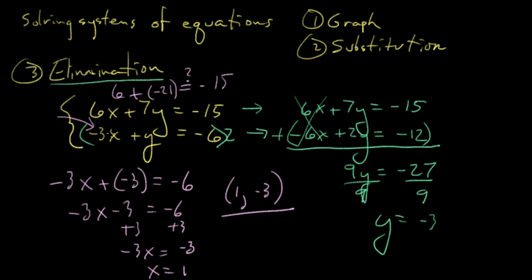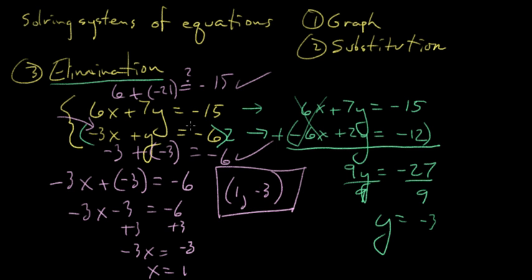Now look at the other equation. Negative 3 times 1 is negative 3, plus negative 3. Well, does that equal negative 6? Well, of course it does. So we have a solution. We checked it in both equations. It works in both equations. In other words, it makes both equations true. So we're done. Let's try another one.